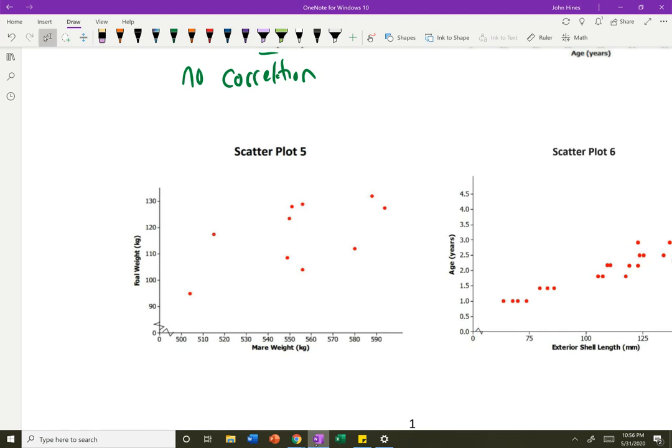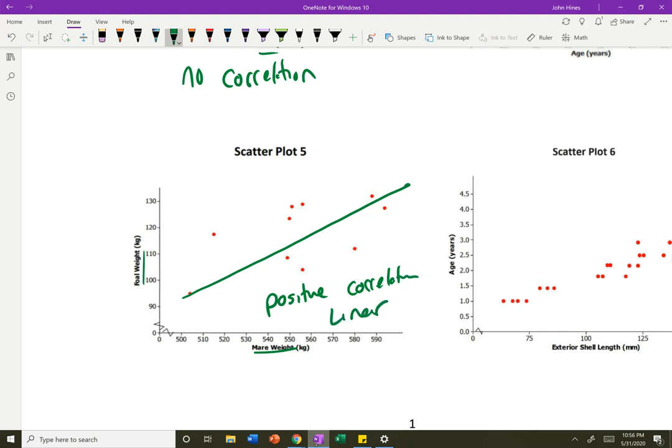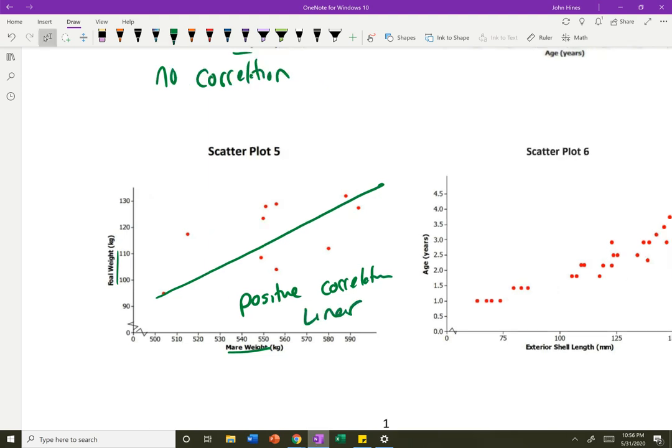All right, wait a second, it looks like there's a positive trend here. As the weight of the mare gets bigger, the foal weight gets bigger. So it looks like there's a positive correlation here, a positive association. And it appears to be linear. I feel like I can fit a line through those points.